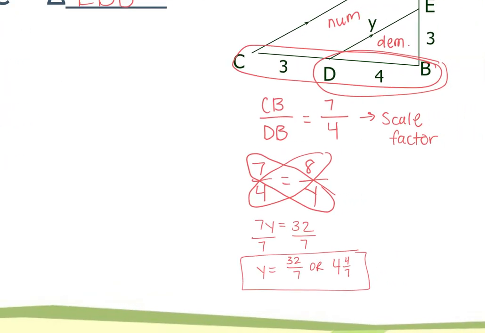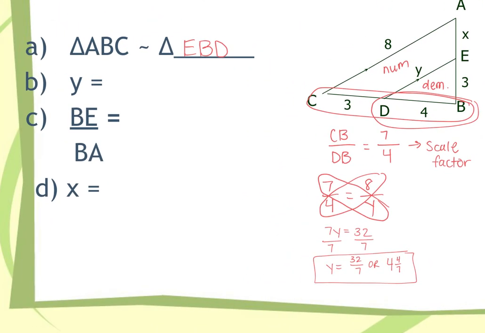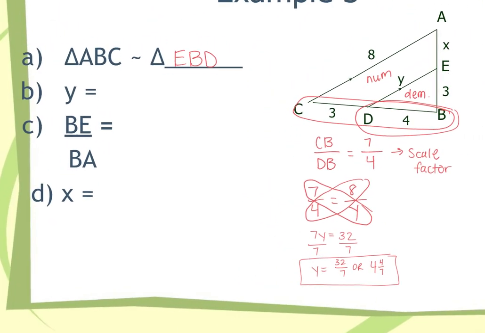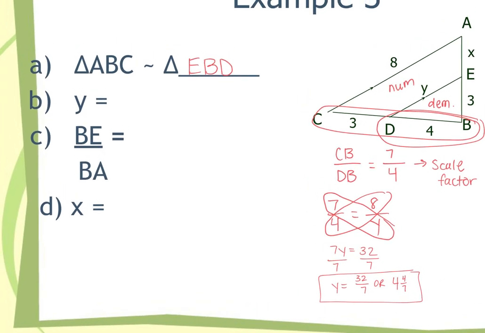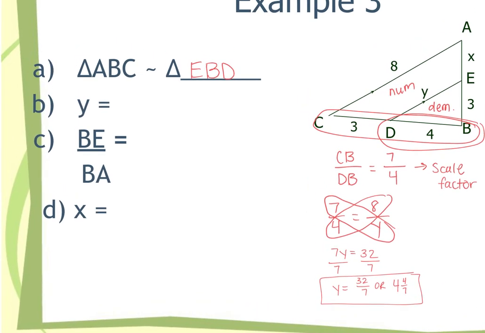Okay. BE divided by BA. What's BE? 3. What's BA? 3 plus x. Okay? Now, someone tell me, be very careful here, why can't I use that and set it equal to my scale factor, 7 over 4?